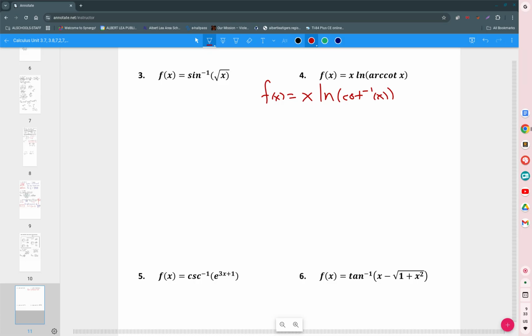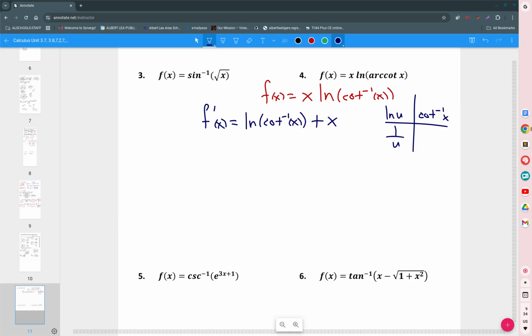So does everybody see the product rule? Good. So f prime of x is, the derivative of x is 1 times the natural log of cotangent inverse of x, plus x times, now I need the derivative of natural log. Natural log of u, cotangent inverse of x. The derivative of natural log of u? 1 over u.